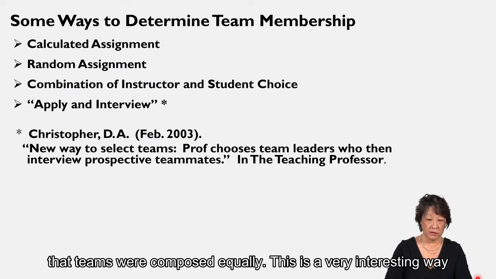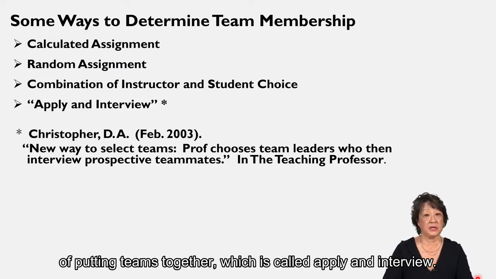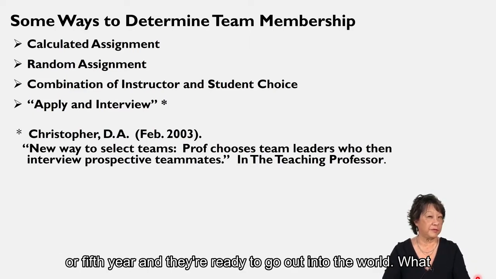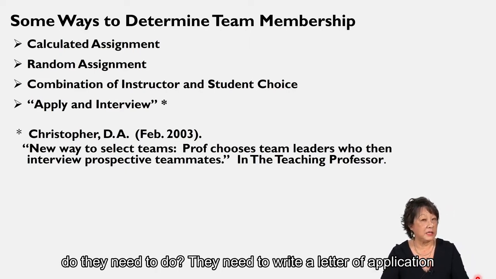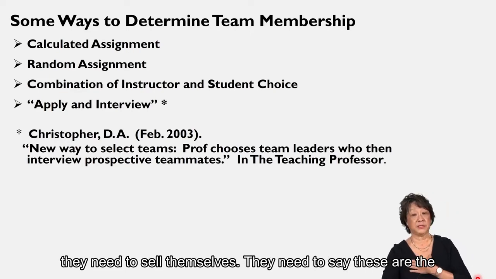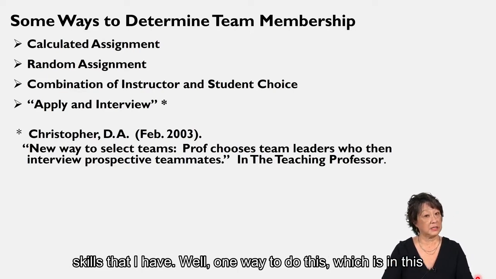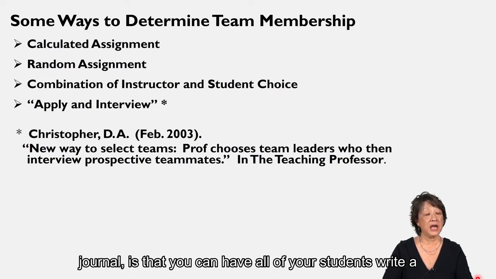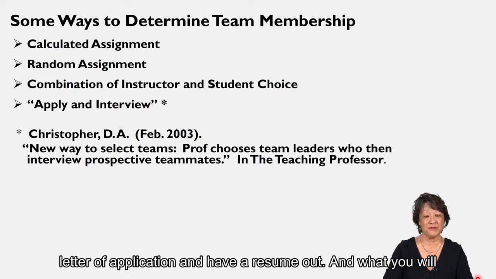This is a very interesting way of putting teams together, which is called apply and interview. Now, maybe you're working with students who are in their 4th, 5th year and they're ready to go out into the world. What do they need to do? They need to write a letter of application. They need to sell themselves. They need to say, these are the skills that I have. Well, one way to do this, which is in this journal, is that you can have all of your students write a letter of application and have a resume.